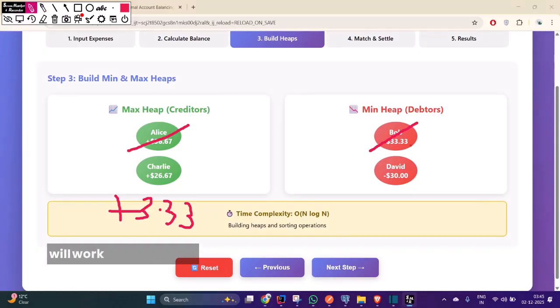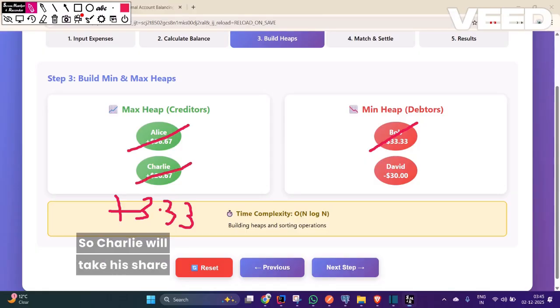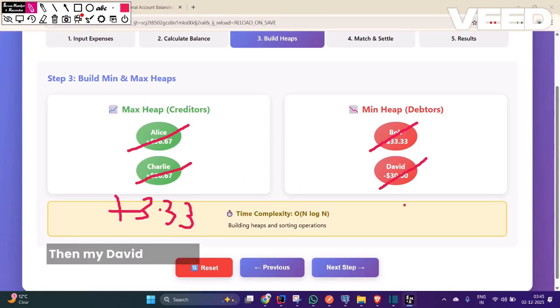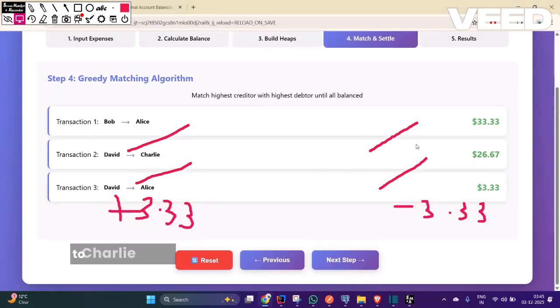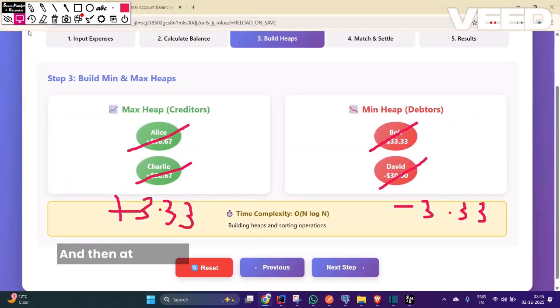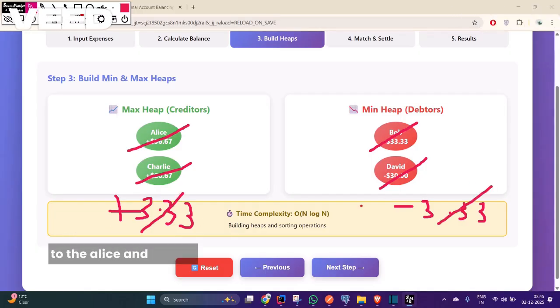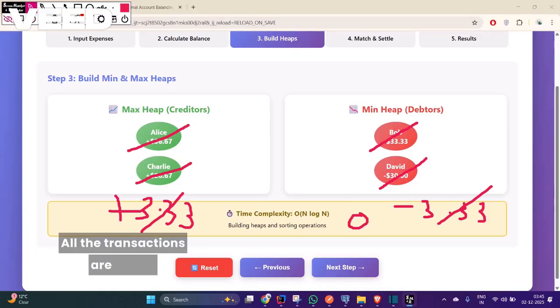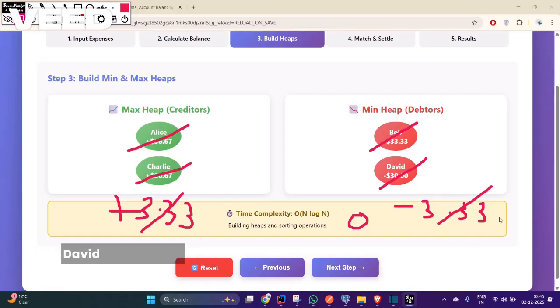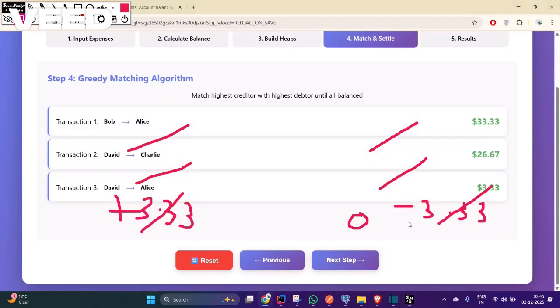Then again our algorithm will work, and David will pay back money to Charlie because those guys are on the top of the heap. But Charlie only wants $26 from David, so Charlie will take his share and goes out of the picture. Then David reduces to minus 3.33, right? And we will store that as a transaction as well. You can see David to Charlie 26.67, and then at last David will pay his share back to Alice, and the net comes out to be 0. All the transactions are made. This will also be stored: David to Alice 3.33. You can see it right there.